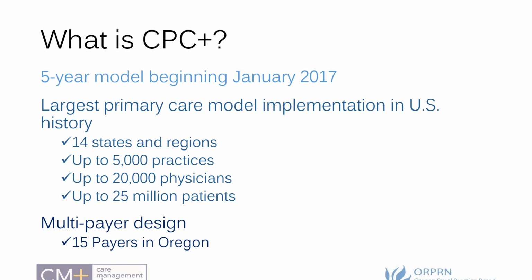Up to 5,000 practices are hoped to be signed up for this. I think the goal is to try to get 2,500 practices in each of Track 1 and Track 2. Up to 20,000 physicians and 25 million patients will have access to this model. Across the state of Oregon, we have 15 payers, and we'll talk a little bit about that and their role a little bit later in the webinar. But it's very exciting that so many payers signed on to participate with this in the state.